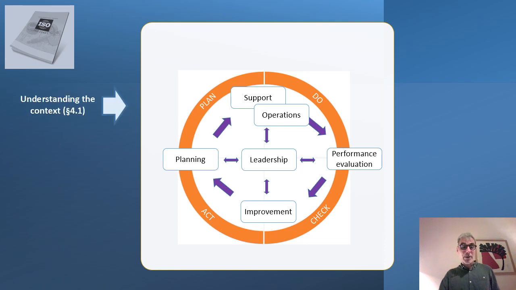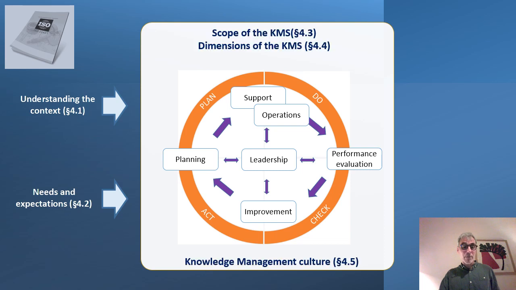Chapter 4.1 and 4.2 provide the input. Chapter 4.3, 4.4, and 4.5 establish the perimeters of our management system. And finally, 4.1 sets the target, in other words, the expected outcomes. The reason why it is important but also instructive to understand this PDCA model is that it illustrates how eventually our ISO 30401 requirements lead to continuous improvement.